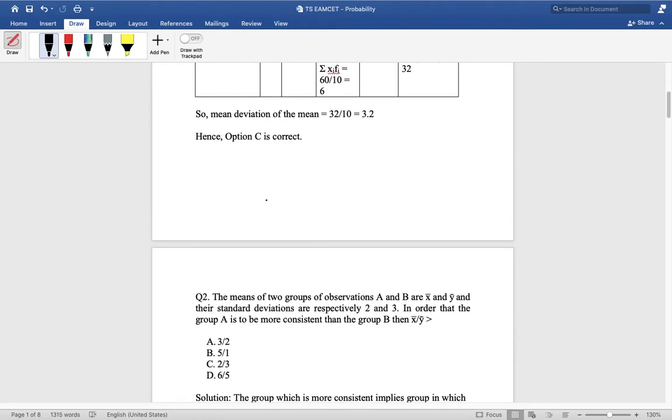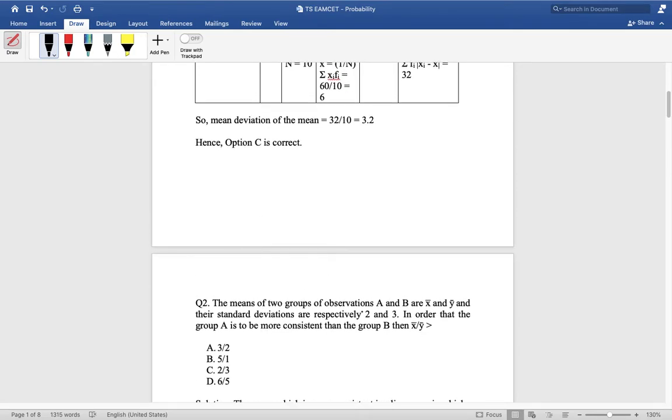The second problem: the means of two groups of observations A and B are x bar and y bar, and their standard deviations are respectively 2 and 3. In order that group A be more consistent than group B, what is x bar divided by y bar? In this we are given two data sets A and B. The means of both data sets are given as x bar and y bar, and their standard deviations are given as 2 and 3. Which one is the more consistent data set?